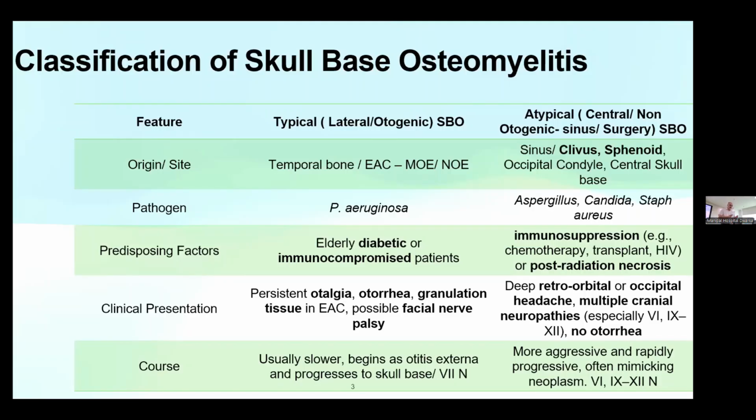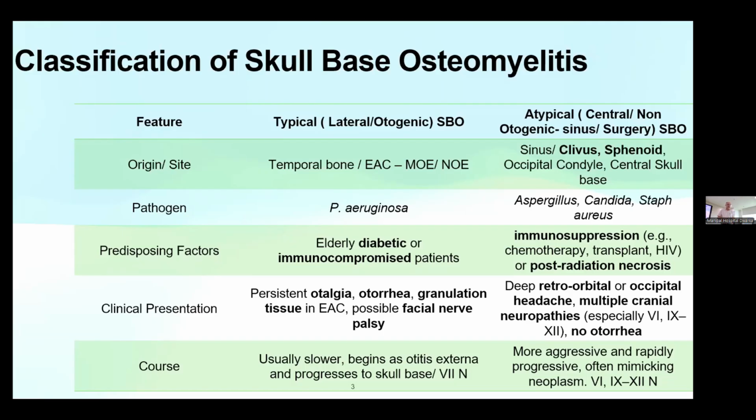Now, there is almost always an underlying condition in skull base osteomyelitis. In the lateral type, diabetes is most common, uncontrolled diabetes in elderly patients, or those who are immunocompromised for some other reason. While in the atypical one, immunosuppression, especially post-transplant, HIV, patients on chemotherapy, and even post-radiation necrosis. We see a fairly good number of patients post-radiation who present with a central type of skull base osteomyelitis.